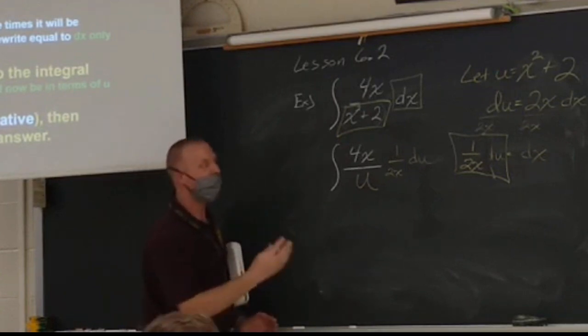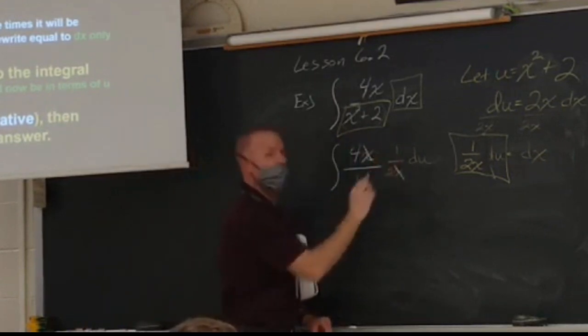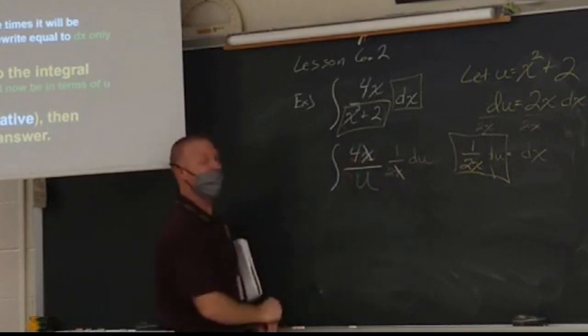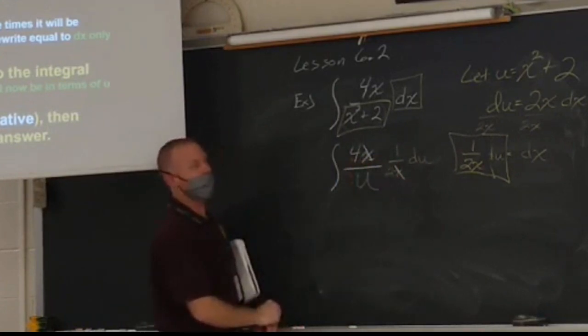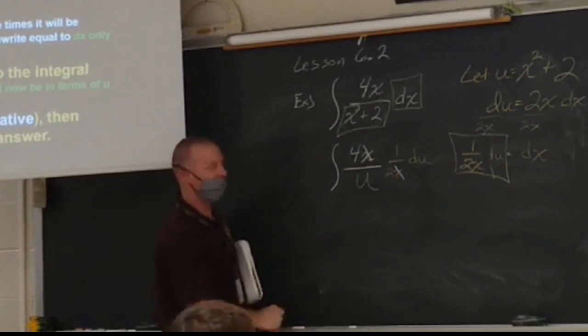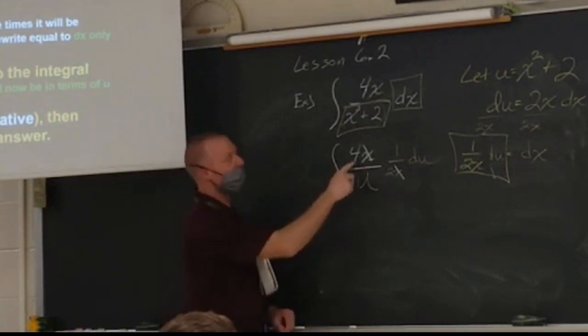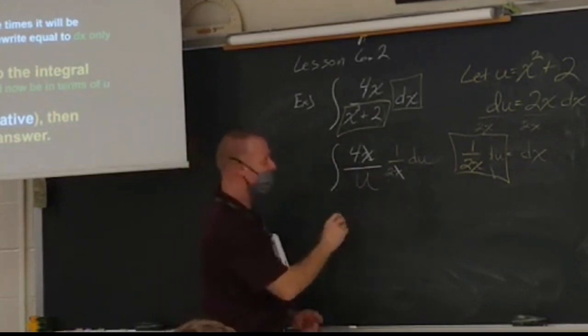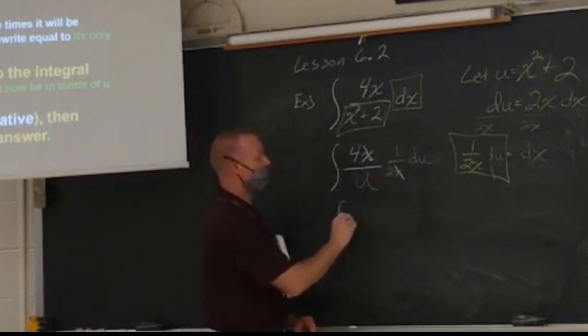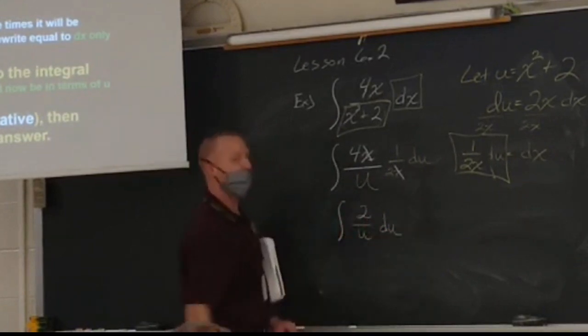Okay, again, this is the point, and once you get this, you'll realize that x was there to cancel. That's the point where we understand really why the substitution method works. So x is gone, bye-bye x, 4 over 2. Okay, 4 over 2 is 2. 2 over u, 2 over u du.